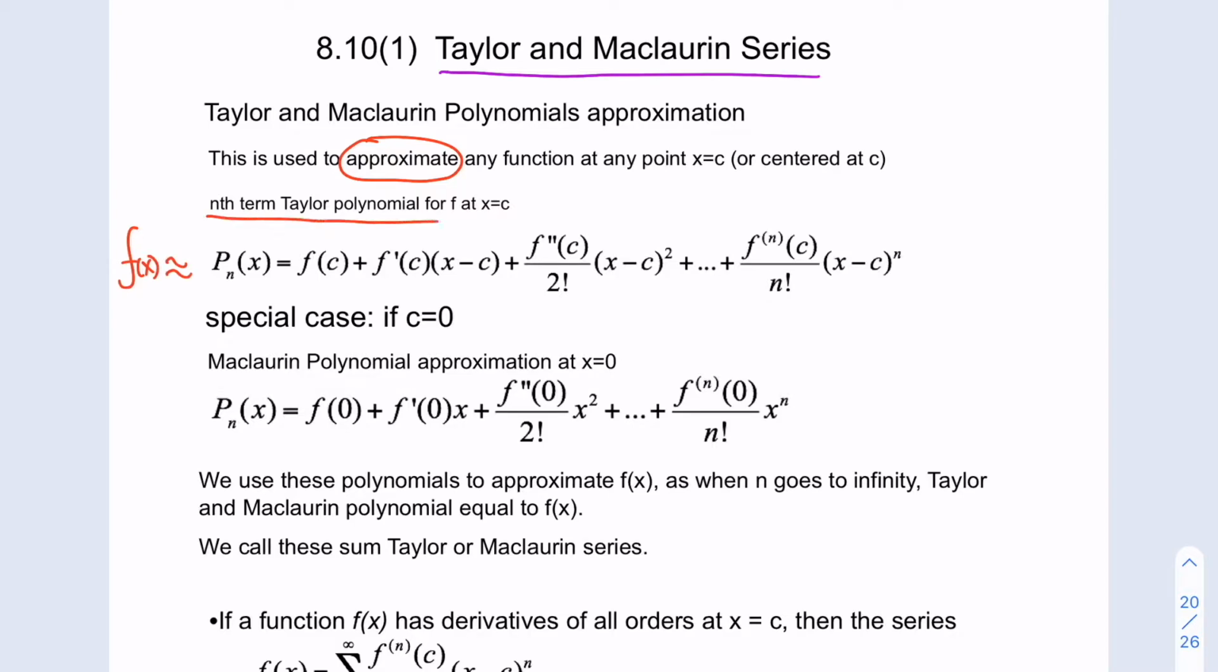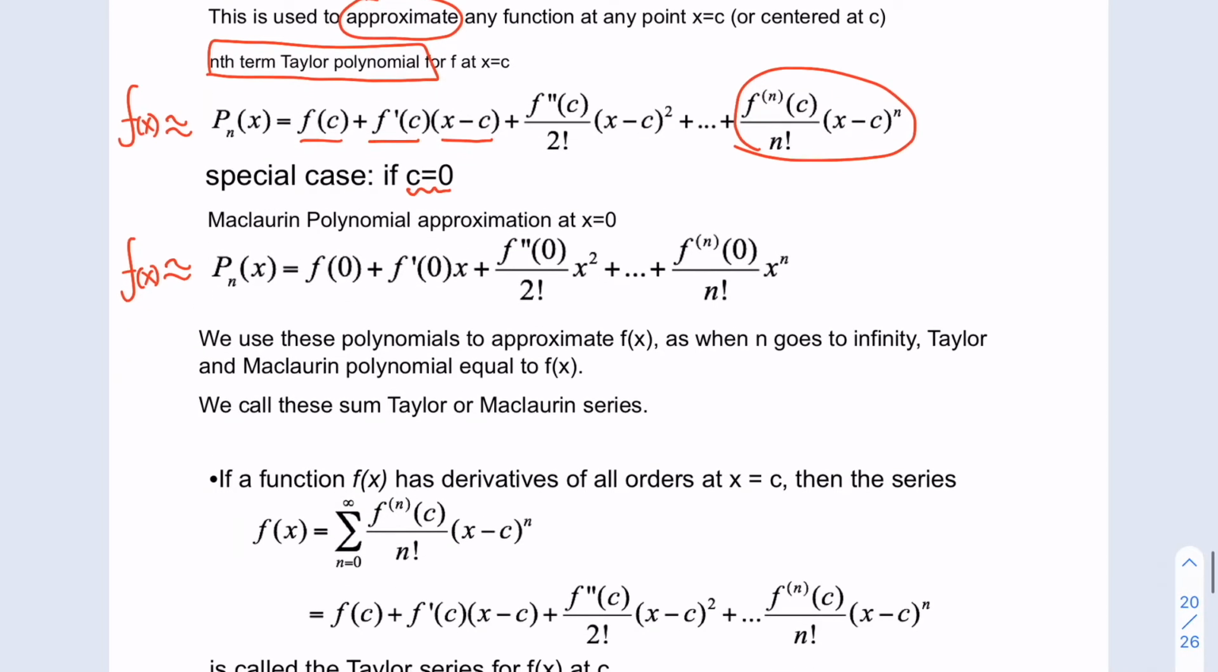The nth-degree Taylor polynomial is given by f(c) plus f'(c) times (x minus c) up until the nth derivative over n factorial times (x minus c) to the nth power. For a special case, if c equals 0, we call it a Maclaurin series. f(x) is approximately P_n(x). When n goes to infinity, this approximation will be equal.